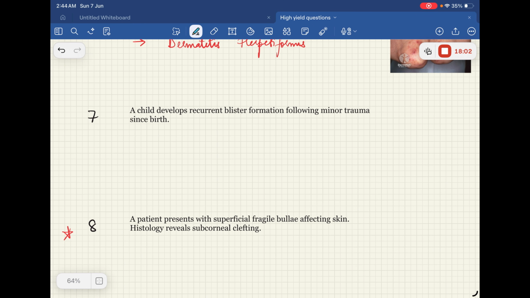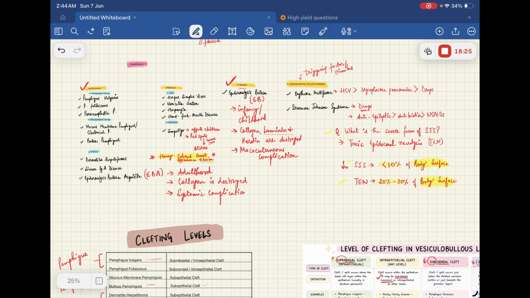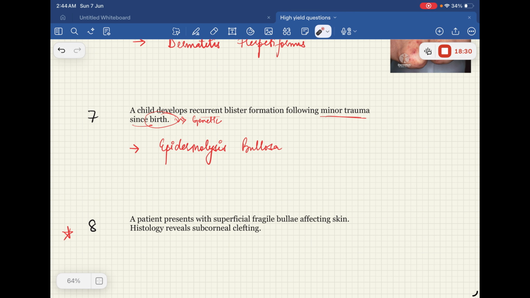Next question. A child develops recurrent blister formation following minor trauma since birth. Since birth means it is genetic. So the answer is epidermolysis bullosa. It is genetic. Only one vesiculobullous lesion falls under the genetic category. So epidermolysis bullosa.